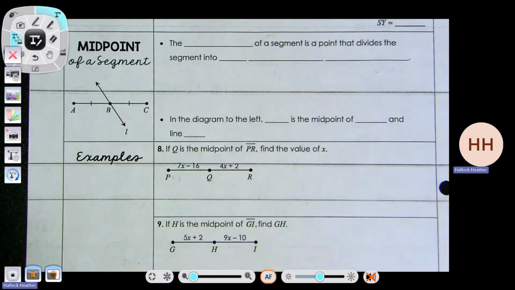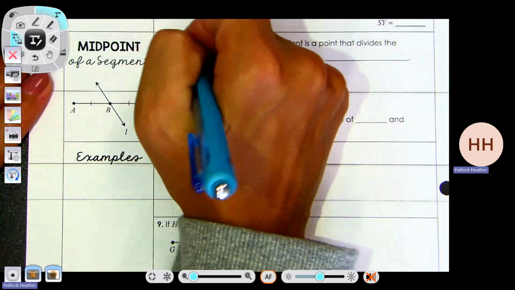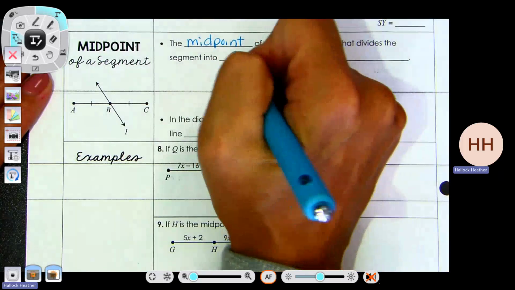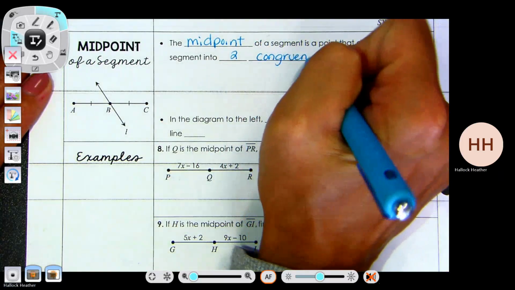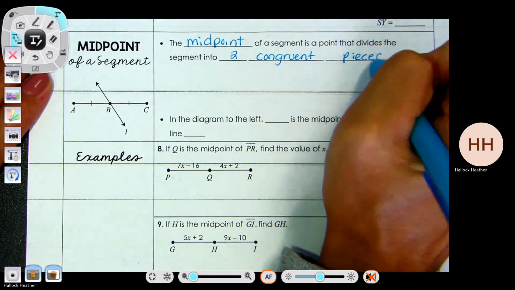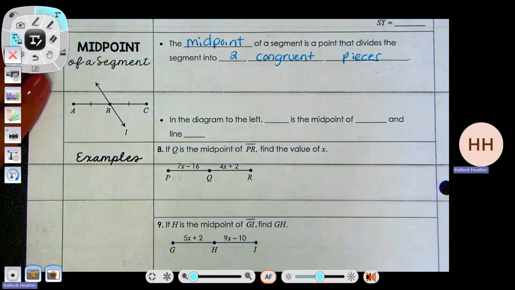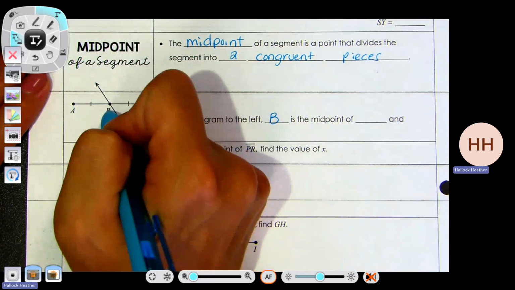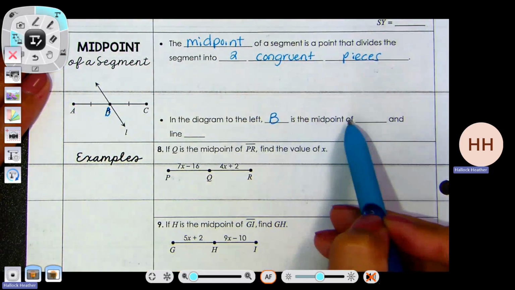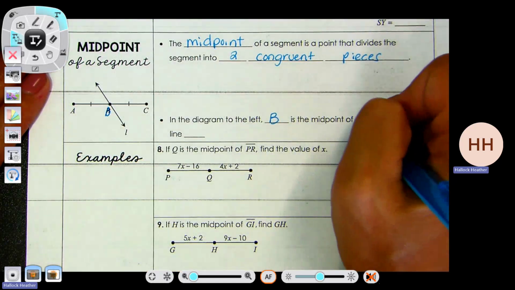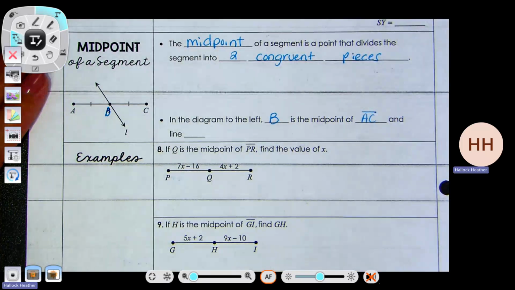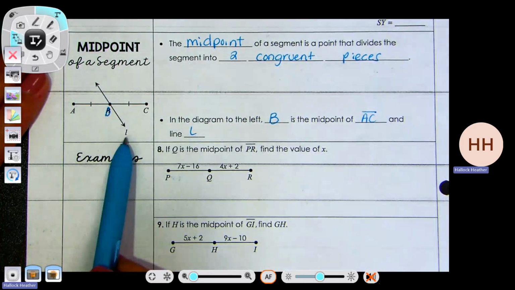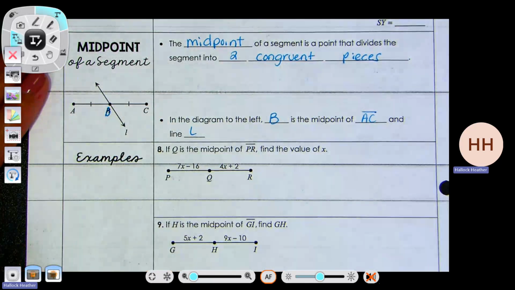Okay, so midpoint of a segment. The midpoint of a segment divides the segment into 2 congruent pieces. So it's going to split it and make it 2 equal parts. So in the diagram to the left, technically point B, it kind of looks like an R, but this point B right in the middle, is the midpoint of AC, meaning it splits it right in the middle. It splits it in half, 2 equal parts. And line L is going diagonal, it's splitting AC in half.